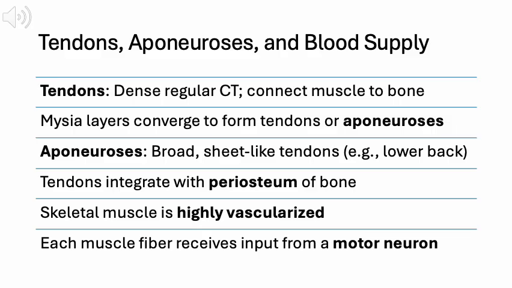A rich blood supply is essential for skeletal muscle because contraction is energy-intensive. Capillaries weave through the connective tissue layers to deliver oxygen and nutrients, while removing metabolic wastes like carbon dioxide and lactic acid. Without this vascular network, muscles would fatigue within seconds.